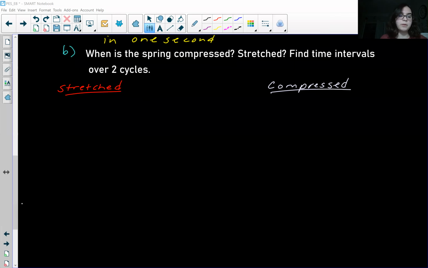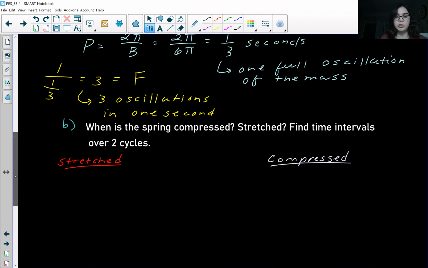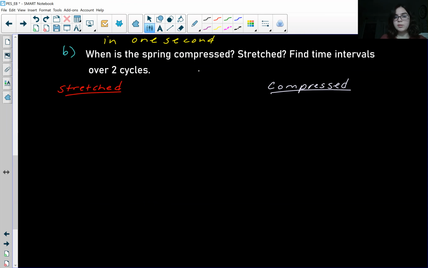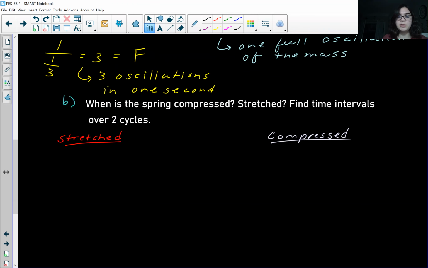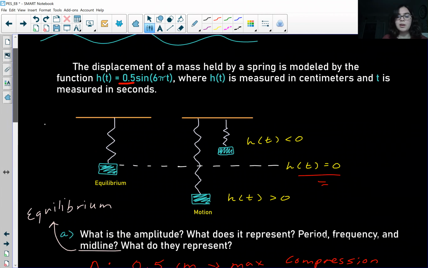All right, so we left off with part B on the spring oscillation problem, and we're just going to continue with it. So this question is asking when the spring is compressed and when it's stretched, and we're going to find those time intervals over 2 cycles. So to understand this problem, we first need to know what's happening to the function when it's compressed and when it's stretched, when the spring is, I should say.